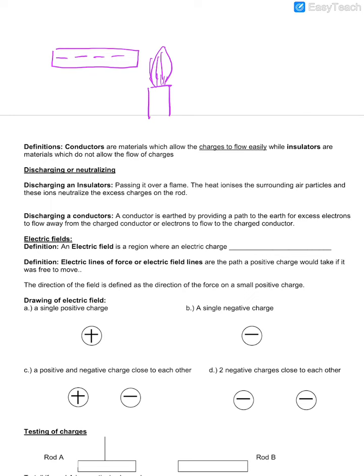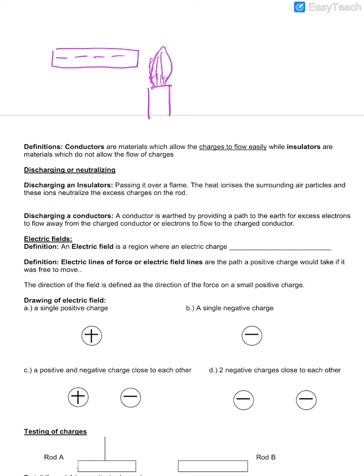All you need to know is that the heat will ionize the surrounding air particles, and then these ions will help neutralize the excess charge on the rod. That's just something to memorize. So whether it's negatively charged or positively charged, just bring it to a flame, and the end result is that it becomes neutral, right?